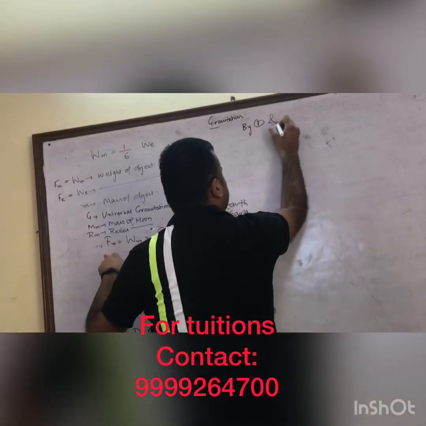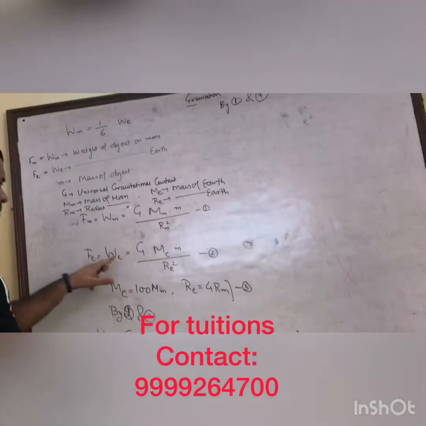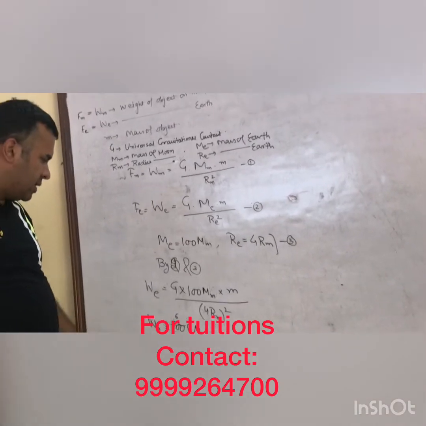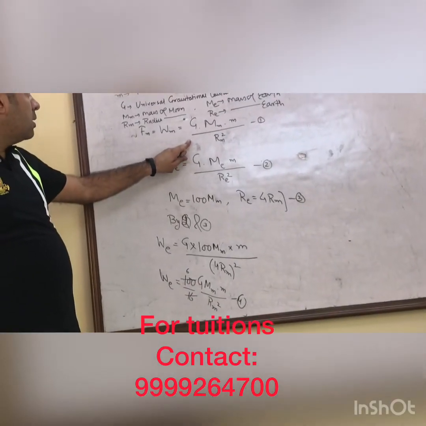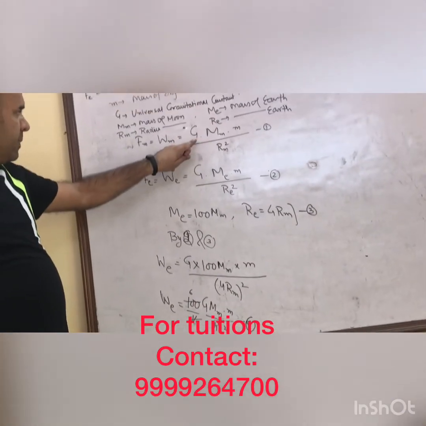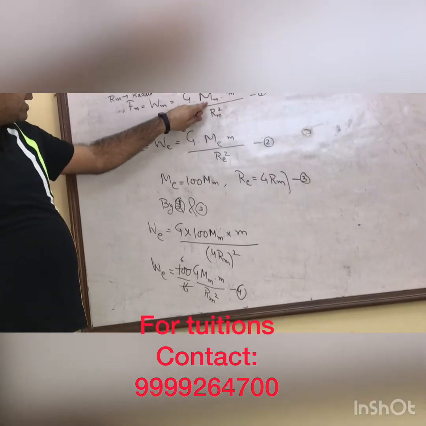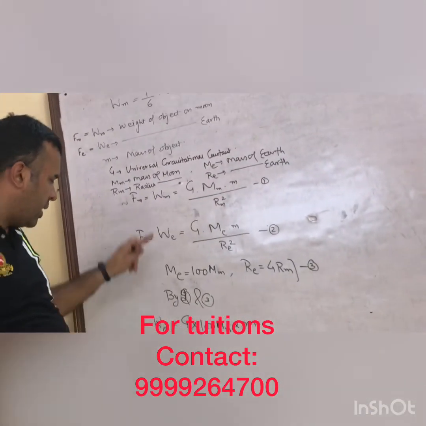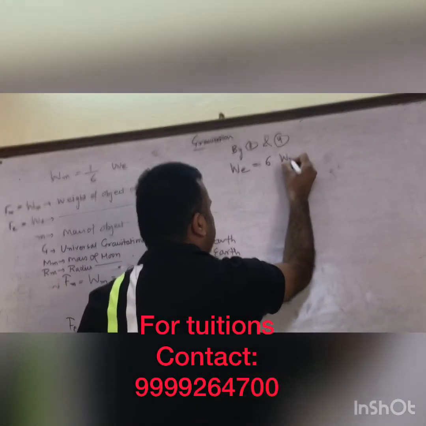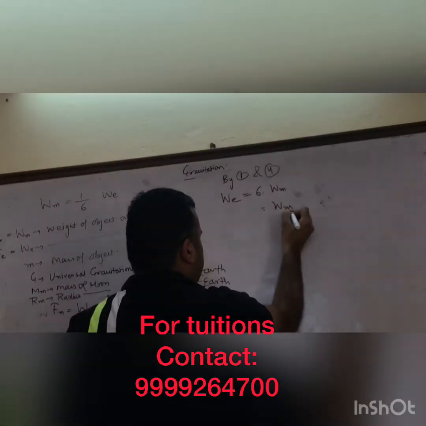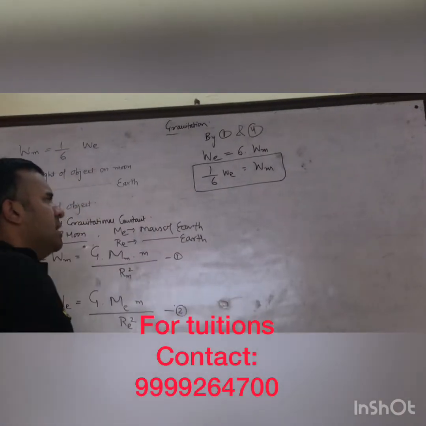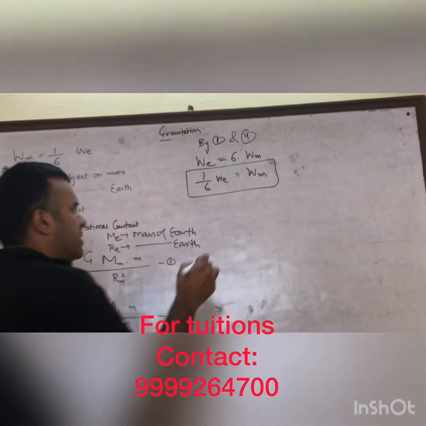So by equation number 1 and 4, you see equation number 1, in place of capital G, capital Mm into m upon Rm square, you can write down Wm. So we have We is equal to 6 times Wm. In simple terms, we can say weight of object on moon is 1 by 6 as that of weight of object on earth.